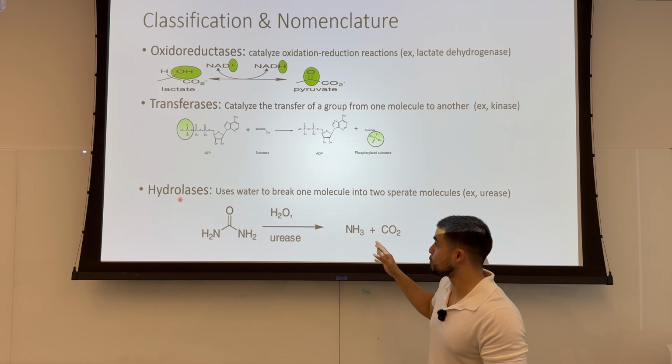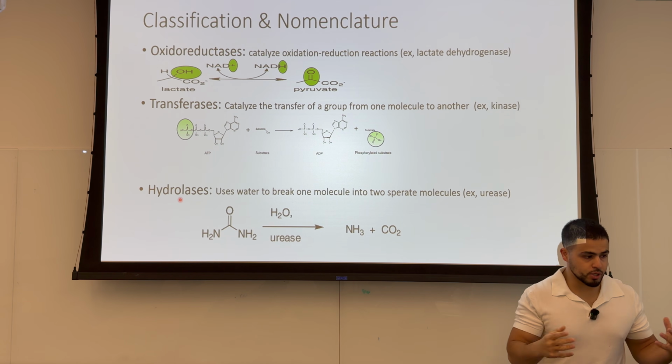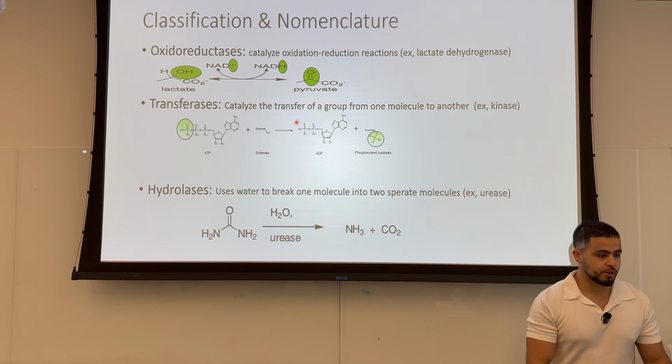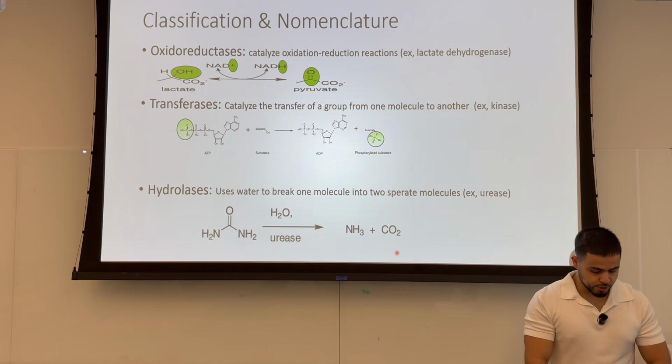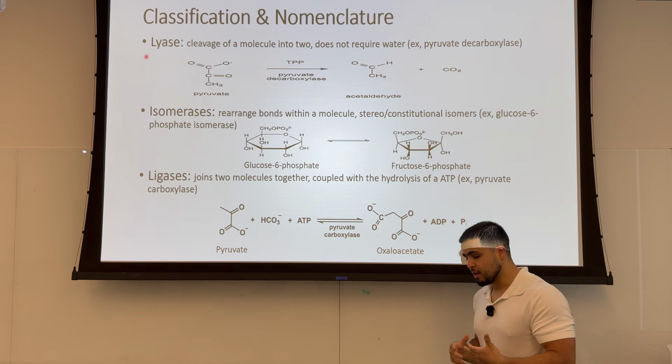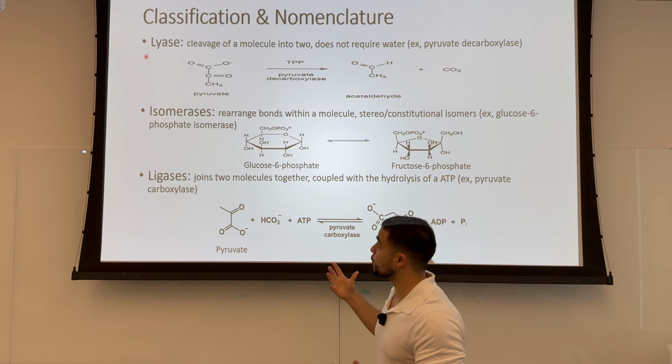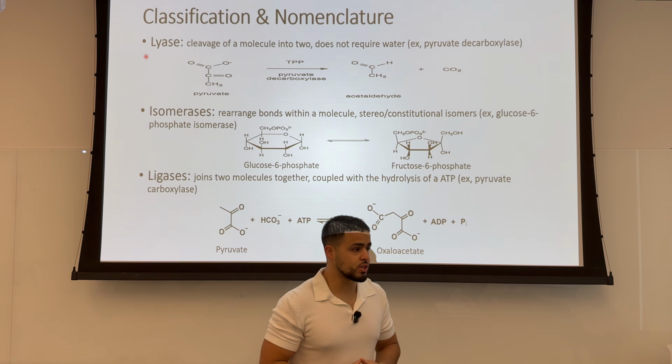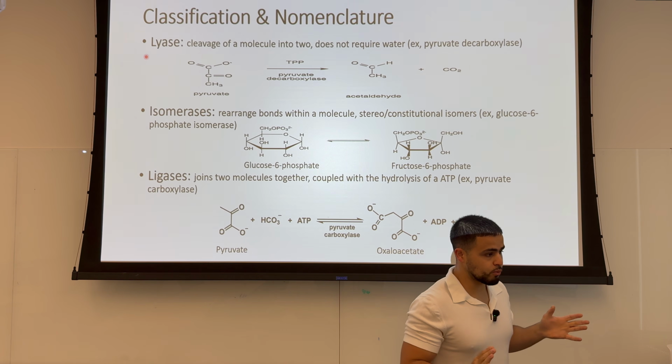Next, we have hydrolases. So these use water to break down a molecule into two separate molecules. So as you can see right here, urease will break urea into ammonia and carbon dioxide. Next, we have lyases. Again, like hydrolases, these will break one molecule into two separate molecules. However, they don't rely on water. They don't need water.